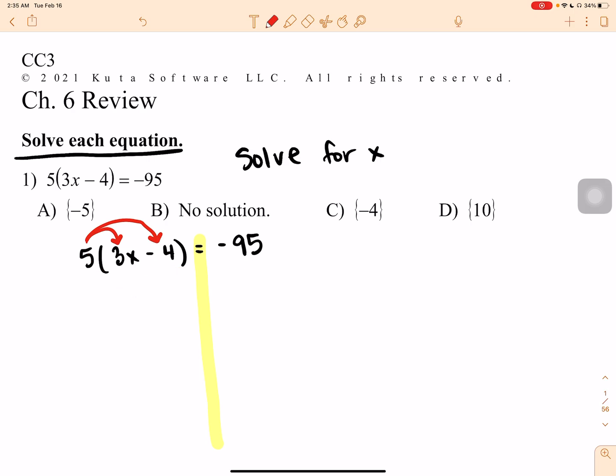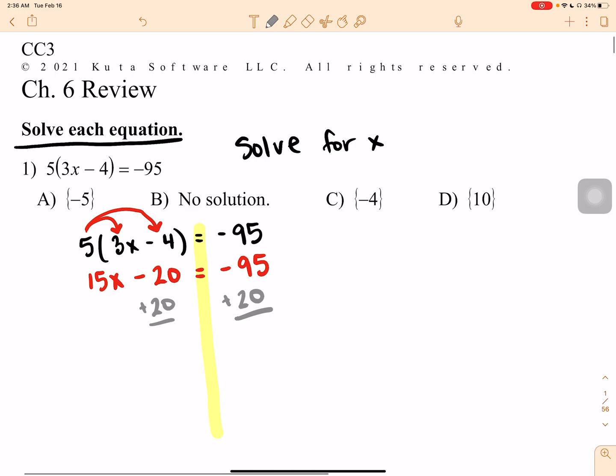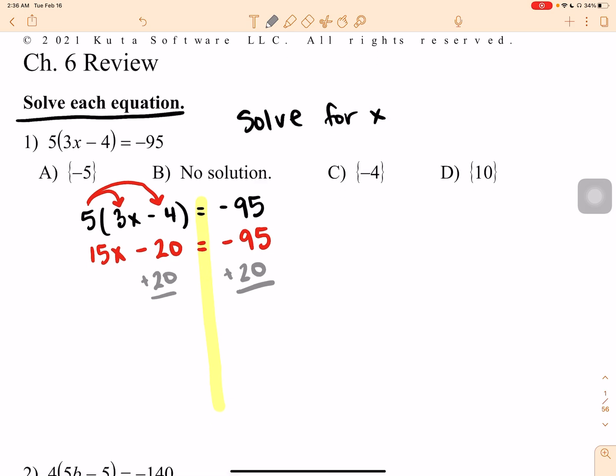What most of you are familiar with is distributing the 5 into the parentheses, and that works just fine as well. So 5 times 3x is 15x. 5 times negative 4 is negative 20. It's equal to negative 95. Okay, so here I'm going to add 20 to both sides. So this is where I would want you to stop, and I guess I should have said, okay, what is our next step, but try to pause frequently after each step I do to see if you can do it on your own first, because you're the one who's taking the test, not me, okay?